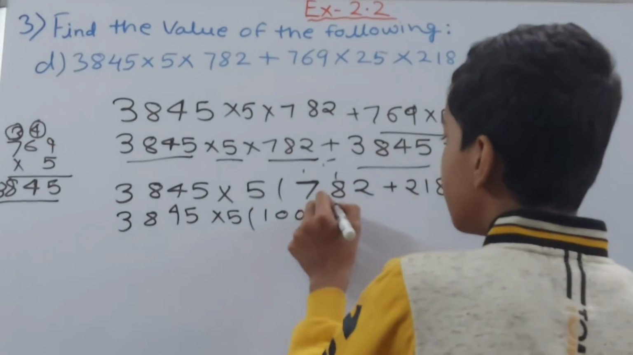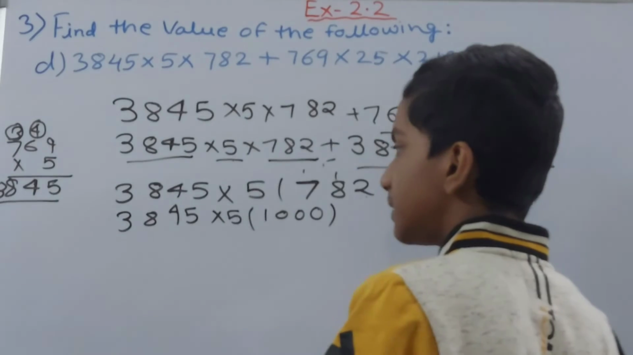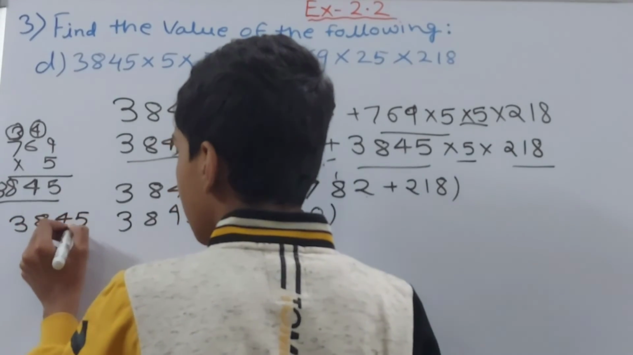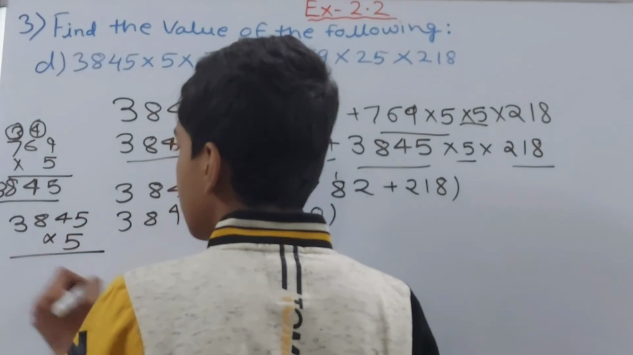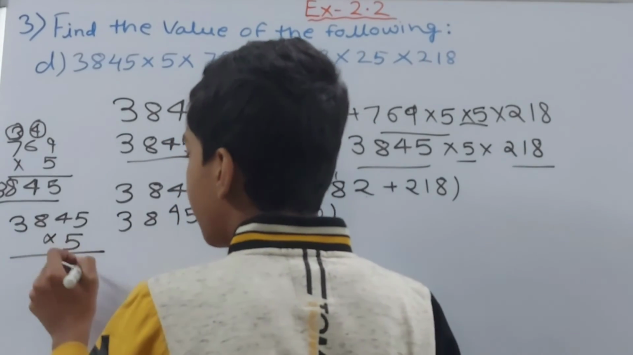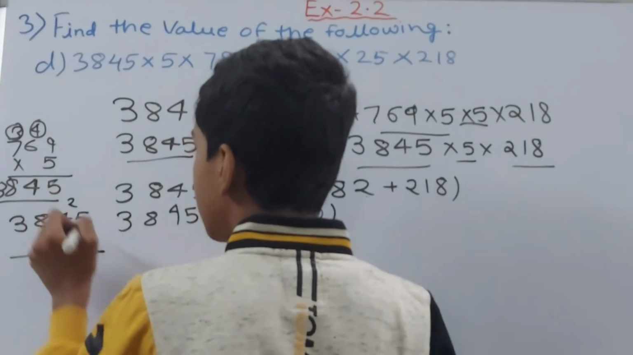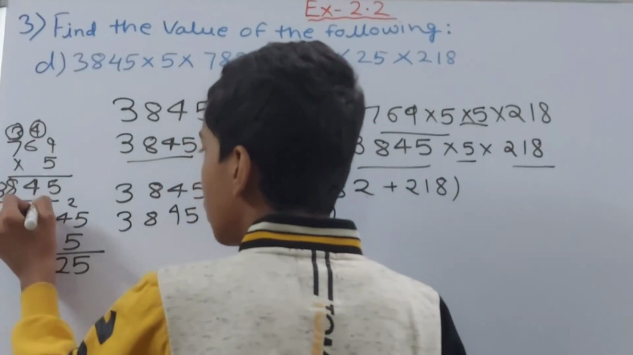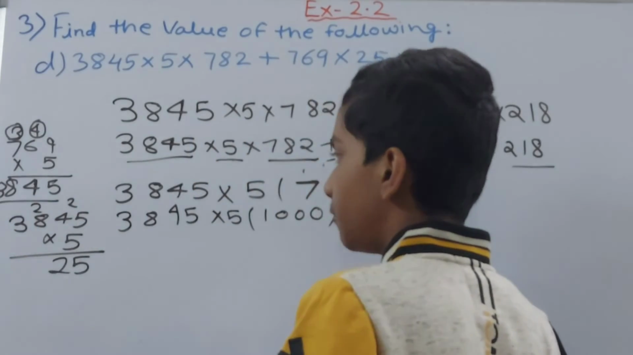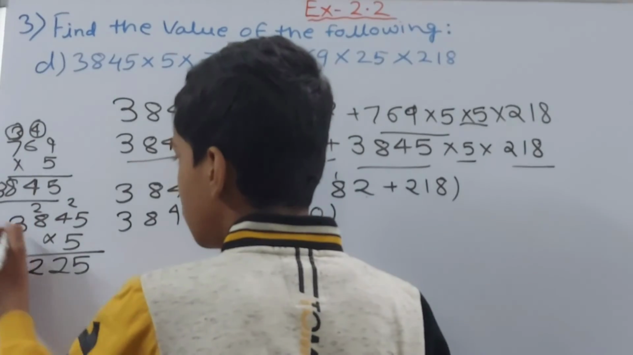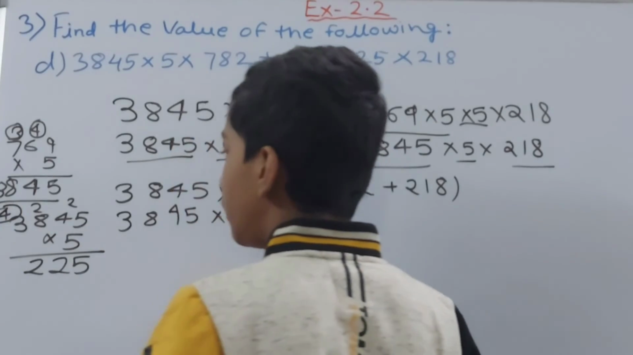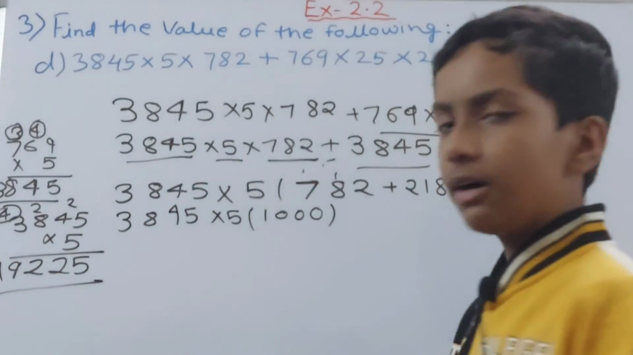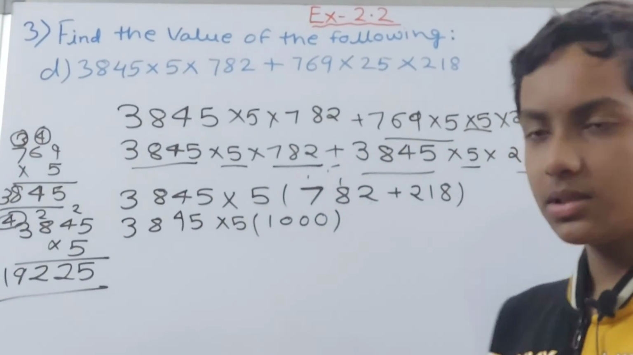Now let's multiply 3845 by 5. 5 into 5 is 25, 2 carried over. 5 into 4 is 20 and 2 is 22, again 2 carried. 5 into 8 is 40 plus 2 is 42, and 4 carried once again. 5 into 3 is 15 and 4 is 19. So 19,225 is the number.